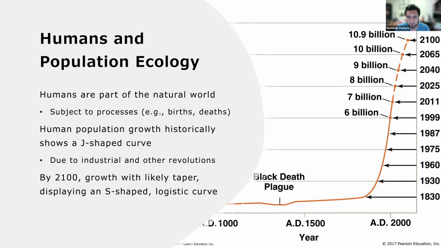You could see some dips, like for example, during the Black Death Plague, but then the population rebounded, but there really wasn't any substantial growth until we get into the 1800s, 1830, around that time. That's when you start to see the population growth increase almost exponentially, reaching a total population of approximately 7.5 billion, which is where we're at today. However, it's projected that by the year 2100, the growth in the human population will likely start to taper off, displaying more of an S-shaped or logistic type curve, right, as we reach the carrying capacity of the Earth.